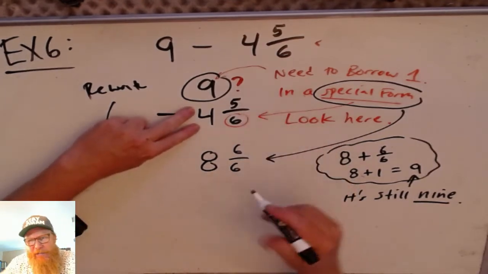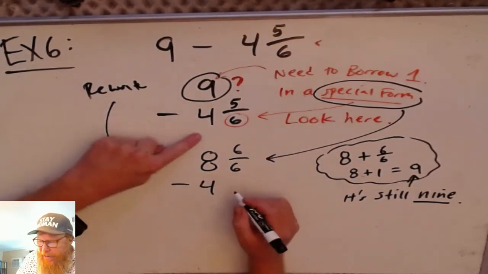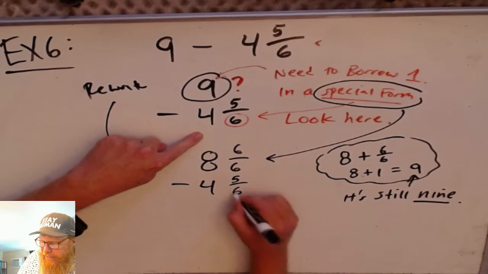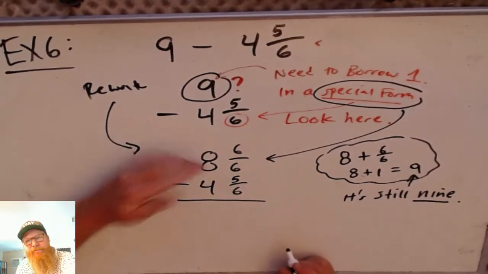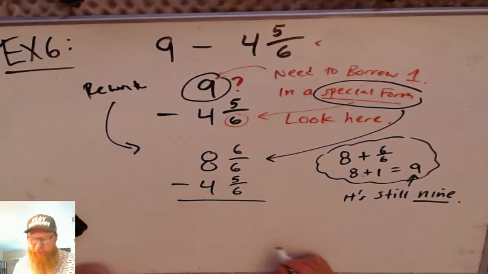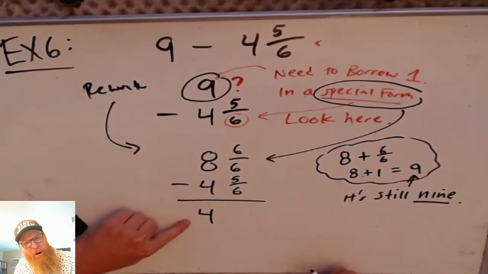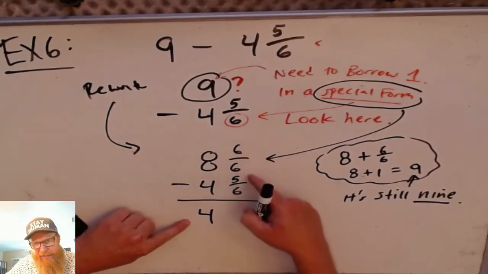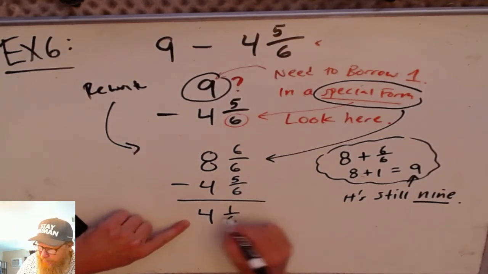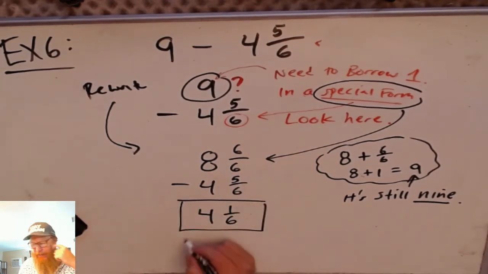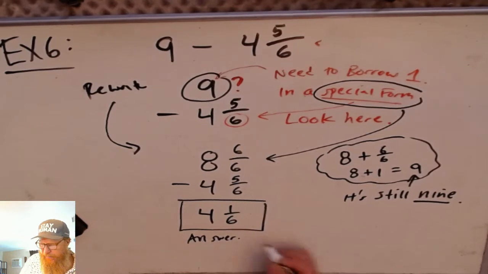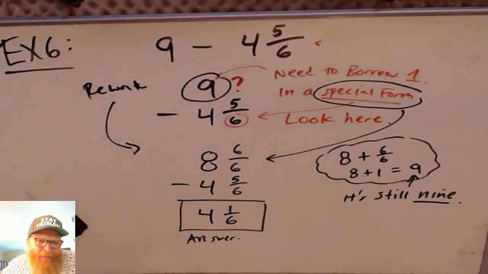Now you don't have to do anything with the 4. Just bring it down. Minus 4 5/6. And now you can subtract the whole parts. So 8 minus 4 is 4. And 6/6 minus 5/6 is 1/6. And so that's your answer. You can't reduce 1/6, so we'll just leave it alone.